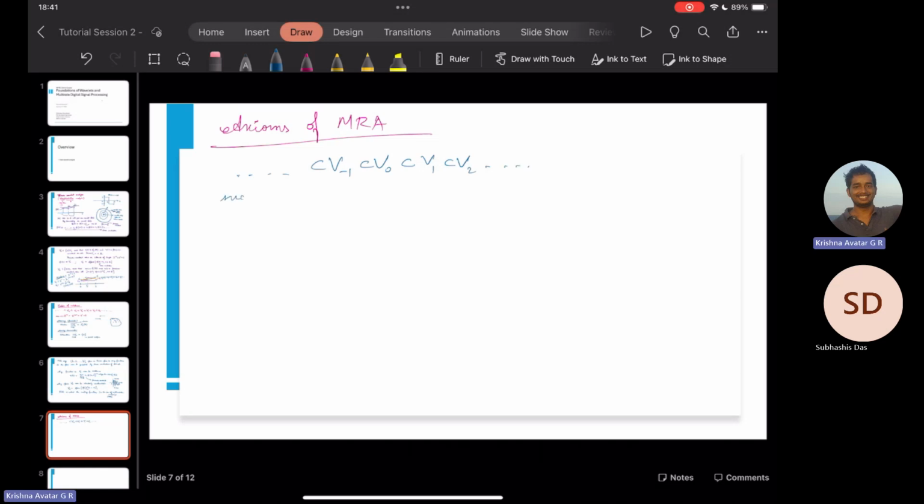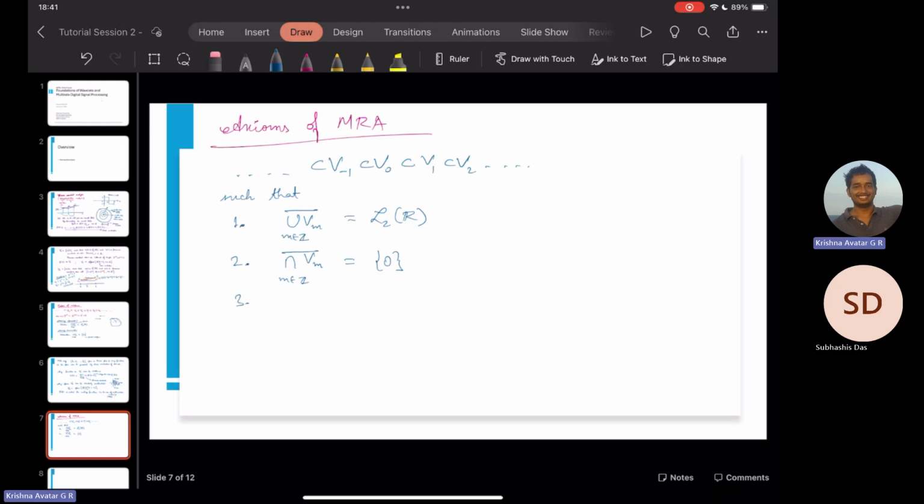And the properties that hold are such that, number one, the union of Vm, where m is an element of Z, is L2, the square integrable functions defined over the real space. And then we have point number 2 that we had learned: the intersection of all the subspaces leads to a singleton set which just contains the number 0.